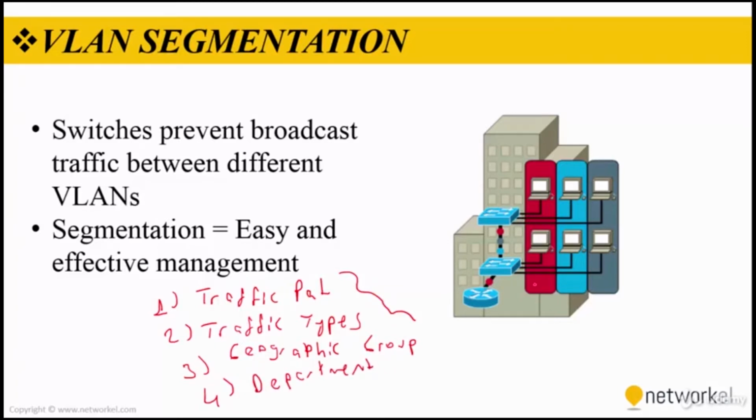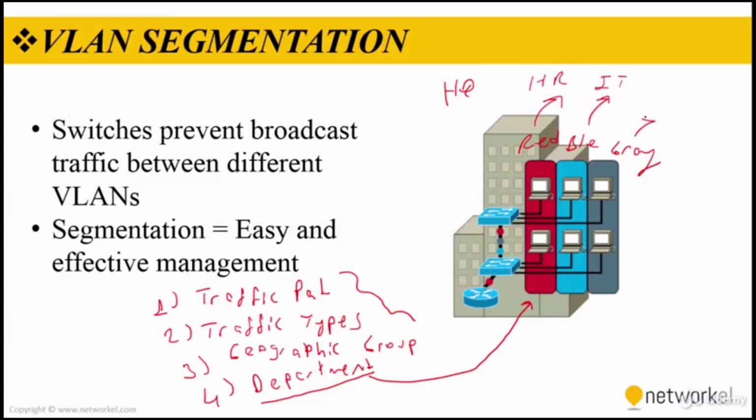For example, this is a HQ of a corporate building, and this is the red VLAN, blue VLAN, and the gray VLAN. If I segment the VLANs using the department information, red VLAN users may be human resources, blue may be IT, and gray may be finance.